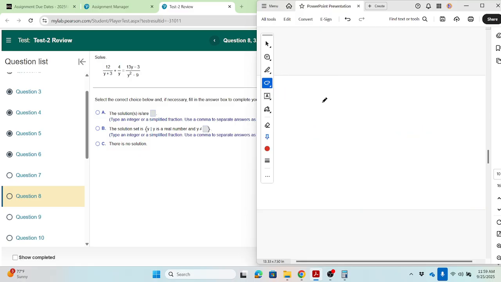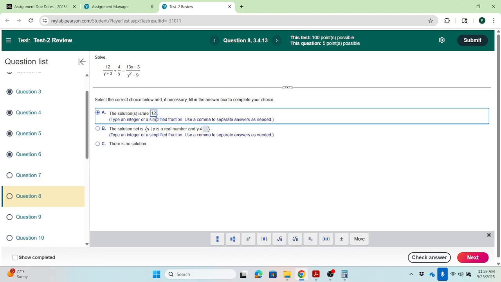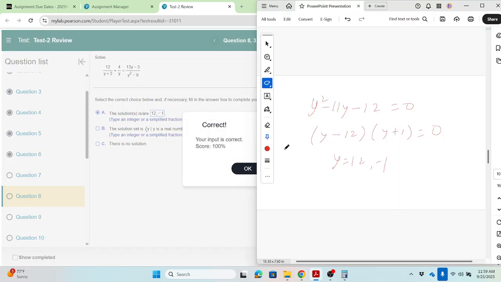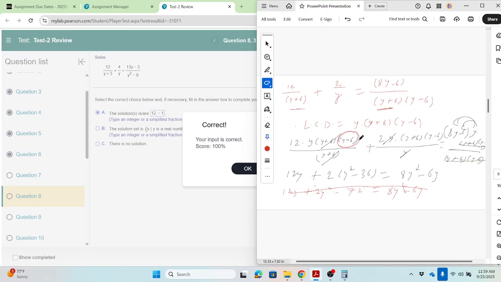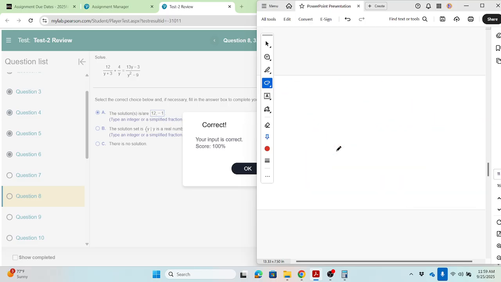So look, y square minus 11y minus 12 equals 0. And these are the factors, negative 12 and positive 1. Because if you multiply negative 12 times positive 1, that would be negative 12. And if you add negative 12 and positive 1, that would be the middle number. So y equals 12 and negative 1. These are the two solutions. So the solutions are 12 comma negative 1. Okay, that's right. Make sure that when you do the problem, you don't make the mistake like me. Okay, very time consuming problem.